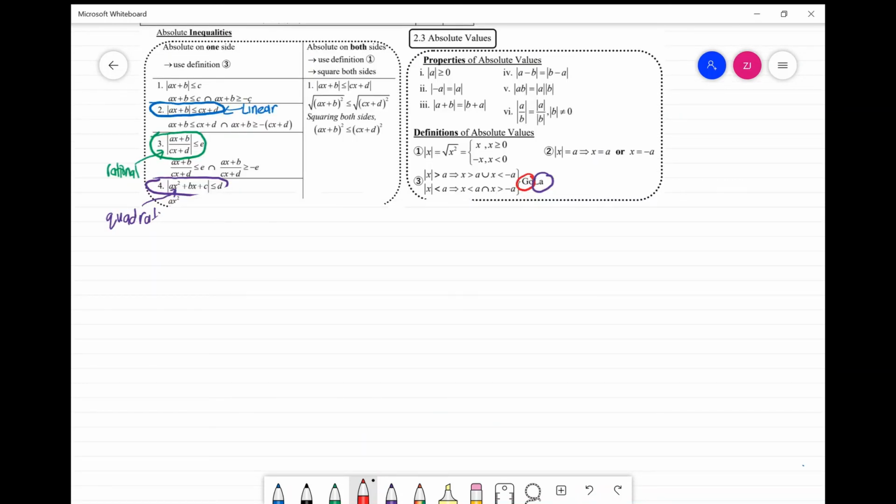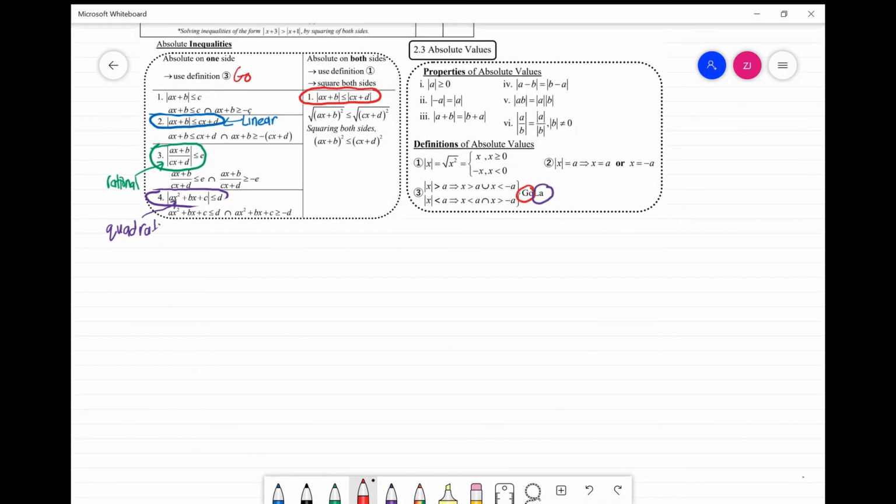Okay, so now for the last form of absolute inequality, when we have absolute value on both sides, we are not going to use the golden rule. Why? Because that rule is only for when we have absolute value on one side. So when we have absolute value on both sides, what we do is use this definition. We express absolute of x as the square root of x squared, and then we get rid of the absolute value by squaring both sides. So now let's see an example.